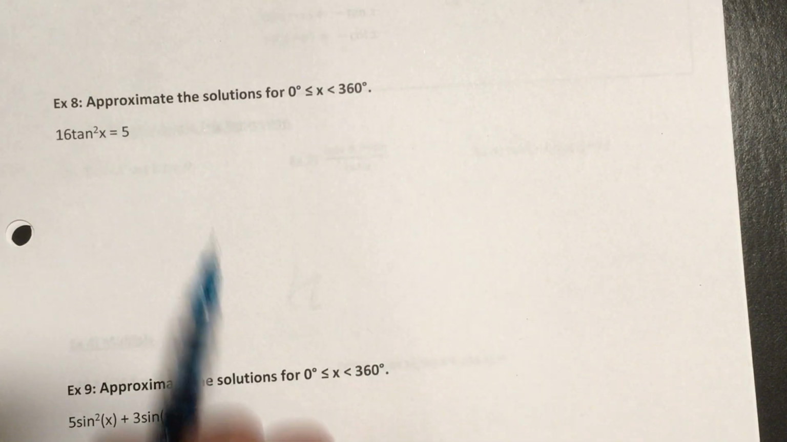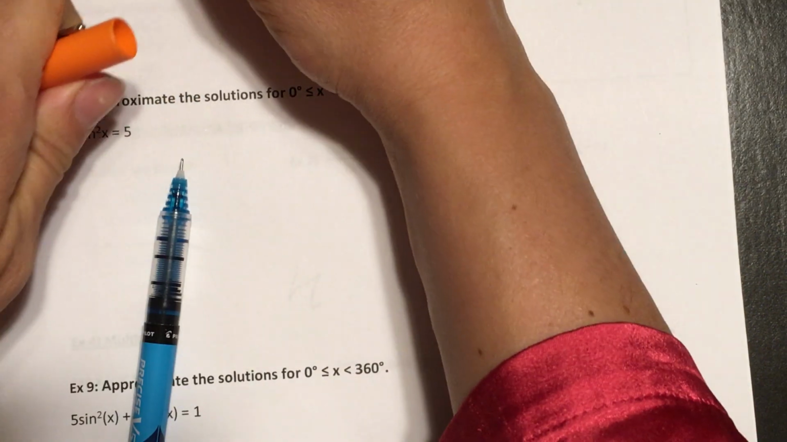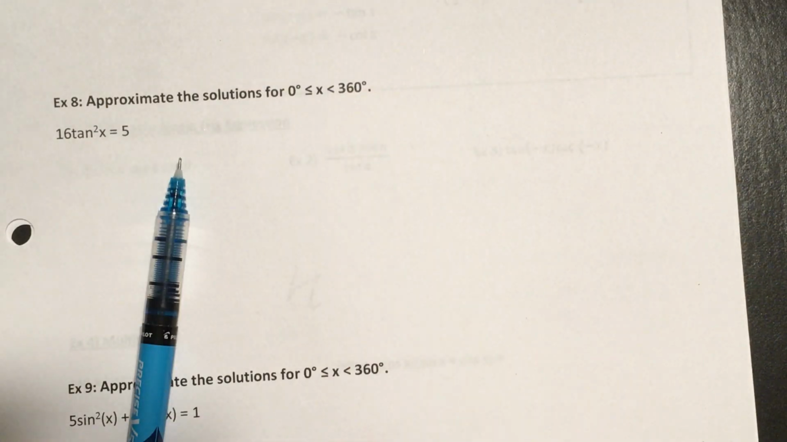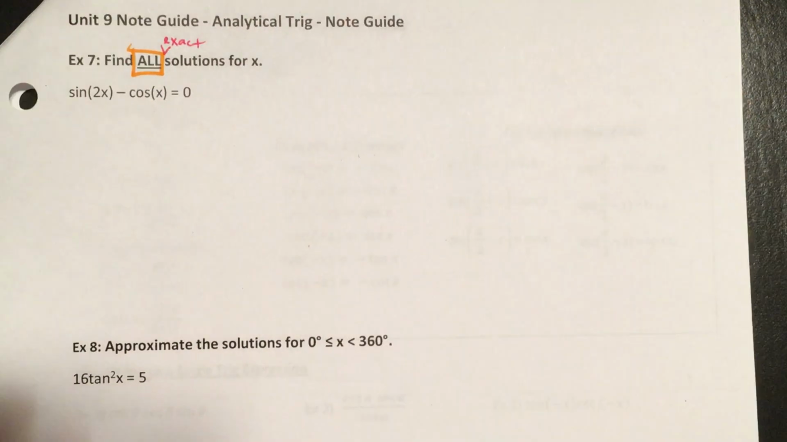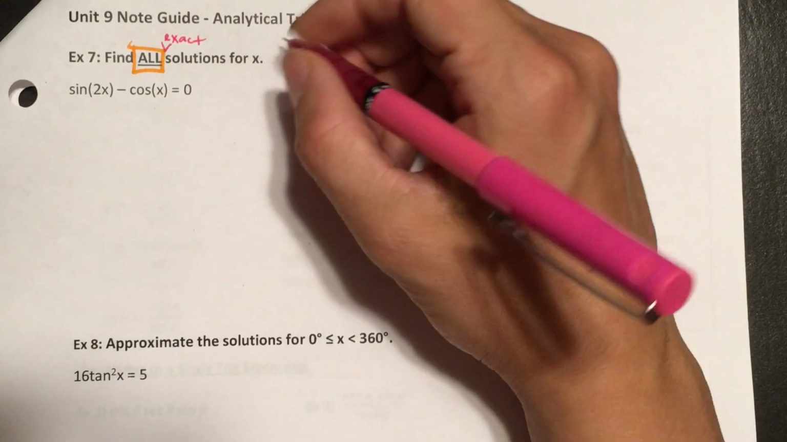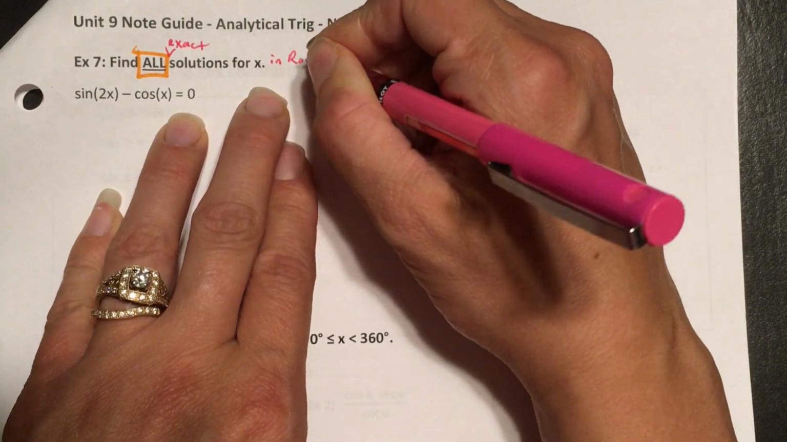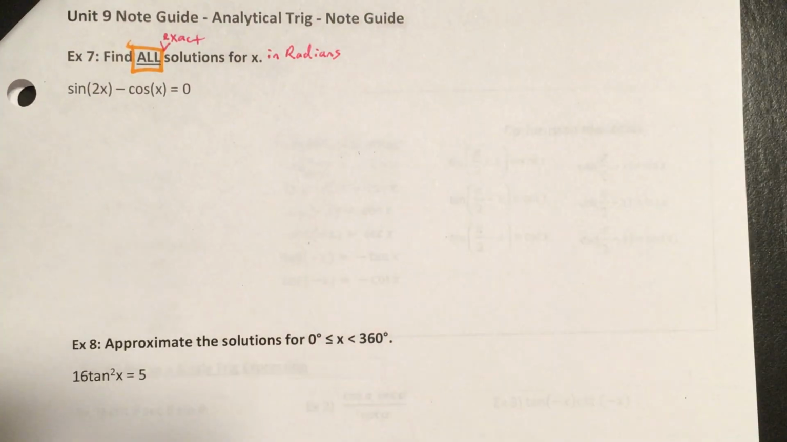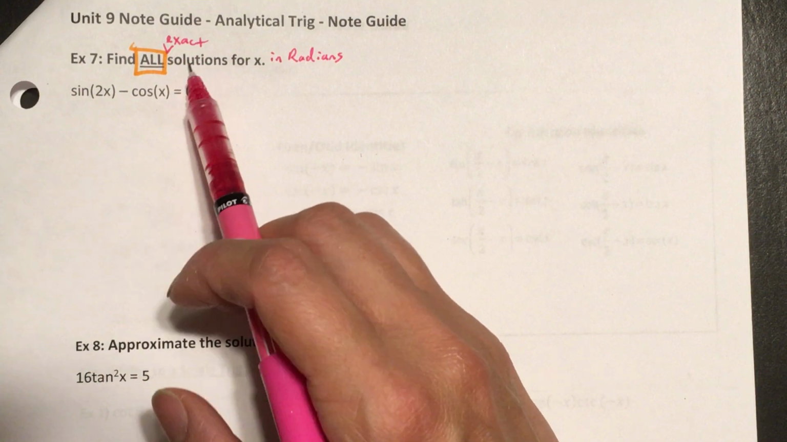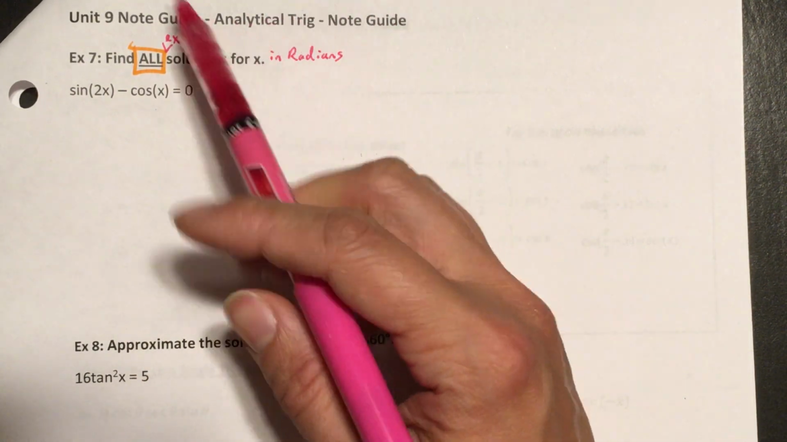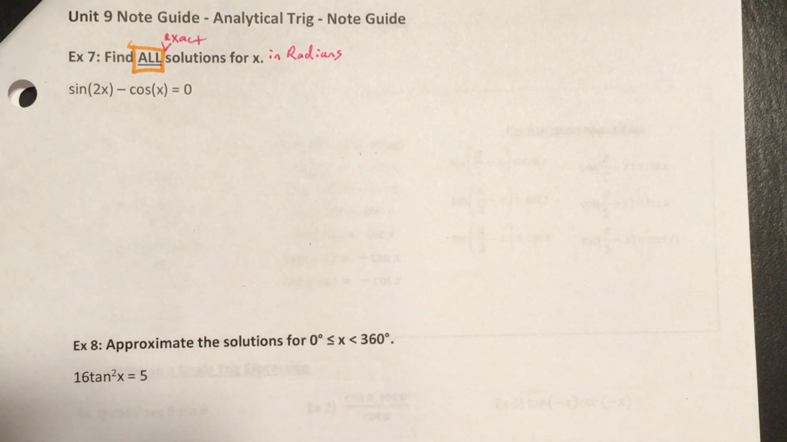So first, the instruction says find all, and we're going to add in that word exact, solutions for x. Find all exact solutions for x. And we're going to add on in radians. And on the homework and on the test, it will always specify which you are supposed to use. So finding all the solutions exactly means using the unit circle. And in radians means we're going to be using that for our units.